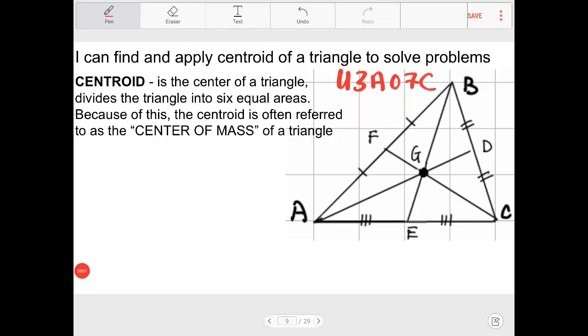Hello students, this is lesson U3A07c. By the end of the lesson, you should be able to say, I can find and apply the centroid of a triangle to solve problems.